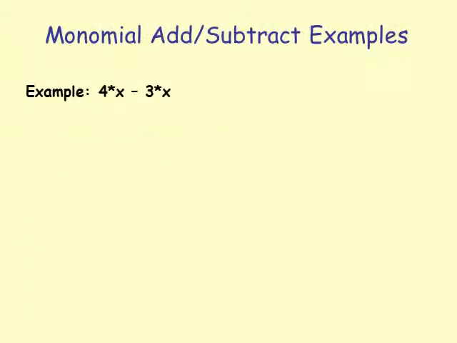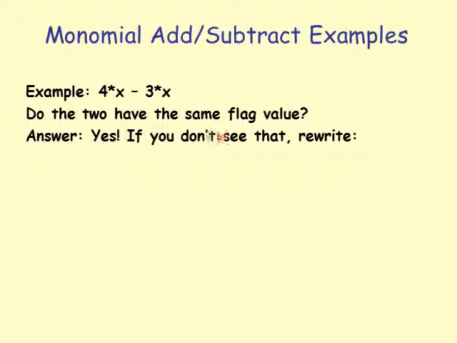Let's do some examples. It's a subtraction example now. 4 times x minus 3 times x, that is 4x minus 3x. They have the same power, the flag value is 1 here and 1 here, and so we can subtract 4 minus 3, we subtract the coefficients. Do they have the same flag values? Yes. If you don't see that, rewrite it. Say the first power of x and the first power of x here, so now they have the same flag value, and now we can subtract.